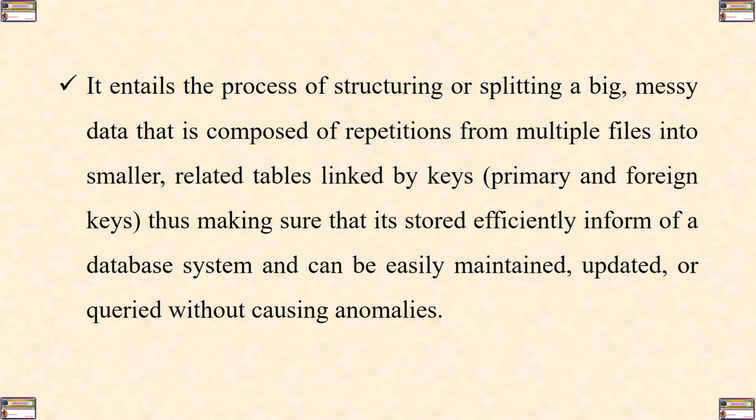Therefore, data normalization entails the process of structuring or splitting a big, messy data that is composed of repetitions from multiple files into smaller, related tables that are linked through keys, which we call the primary and foreign keys, therefore making sure that data is stored in an efficient form in order to inform the database system as well as the database users on access of that information that is in a simple format, which can be easily used, maintained, updated, or queried without causing anomalies.